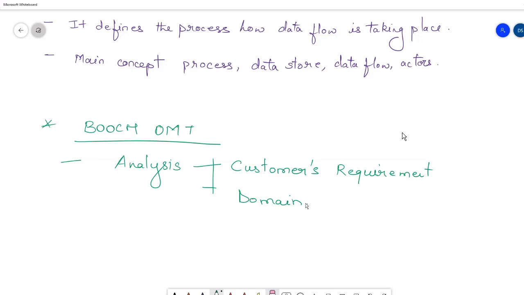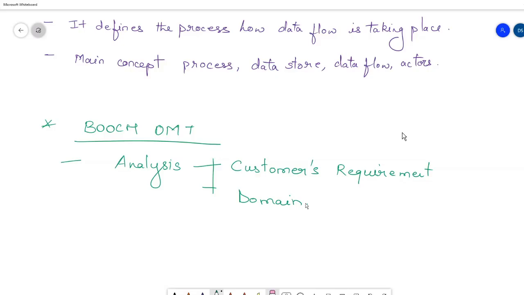Okay, so once the analysis phase is completed, the Booch methodology develops the architecture in the design phase. This is the whole idea of the Booch OMT. Its main purpose is to have an analysis with detailed customer communication, gather all the requirements, and then in the domain phase, we define the classes, objects, their association, inheritance, validations, and everything.